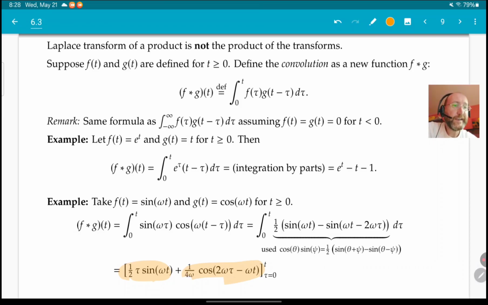Now the second term. Let's first plug in t. I'm going to have 2 omega t minus omega t, so it's going to be omega t. And I'm subtracting this with tau set to 0, so it's going to be cosine of minus omega t over here. But cosine of minus omega t is the same thing as cosine omega t, so that cancels. So we only get the first term over here, 1/2 t sine of omega t. All right.